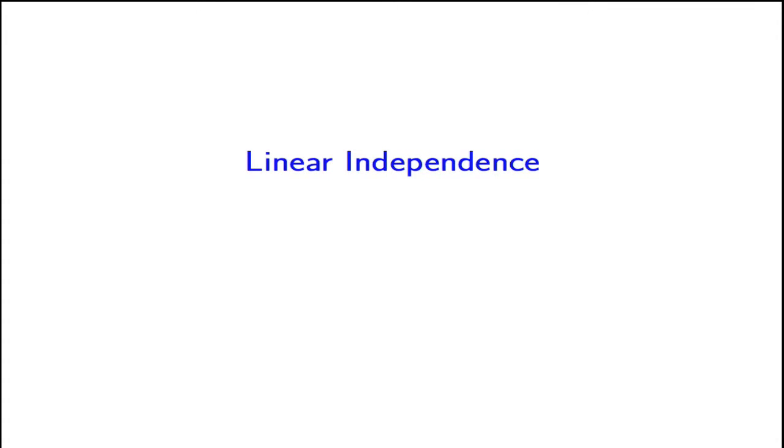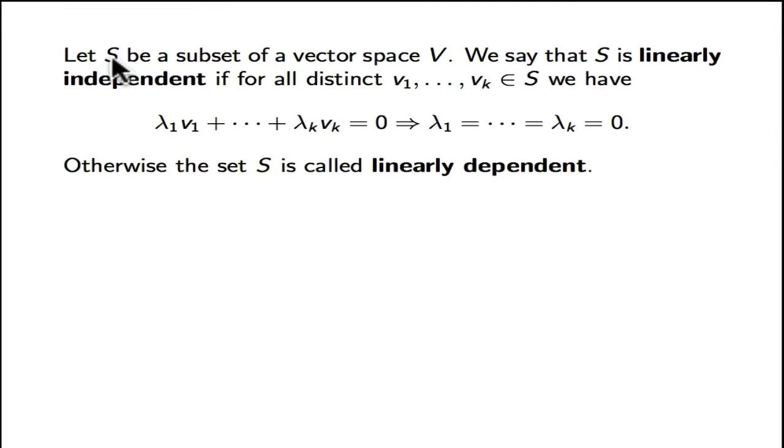In this video, we will discuss the notion of linear independence. Suppose we have a subset S of a vector space V. We say that this set S is linearly independent if, whenever we take distinct v1 up to vk from S, then if we are told that lambda 1 v1 plus ... plus lambda k times vk is equal to 0, then we can deduce that all lambda i's are equal to 0. And if this is not the case, then S is linearly dependent.